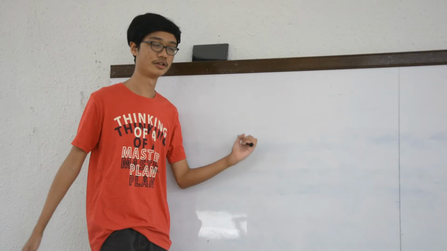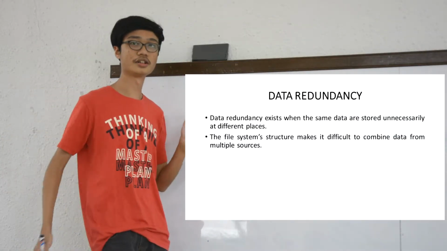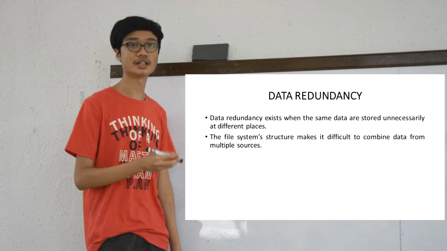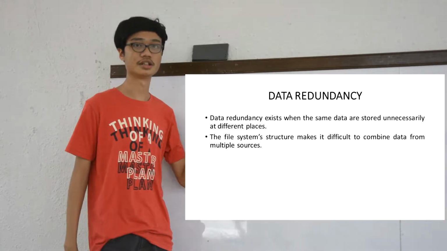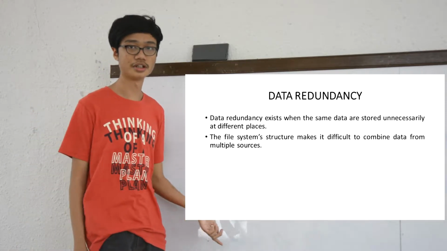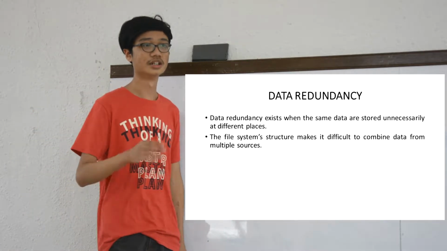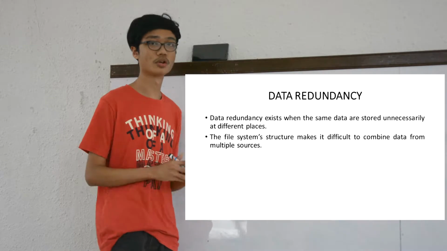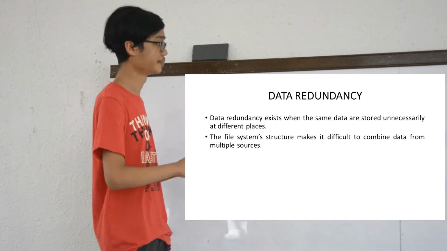Now we move on to data redundancy. Data redundancy exists when the data is stored unnecessarily at different locations. And this will also make it difficult for file storage to combine data from multiple sources. Now we will go to one of the examples of data redundancy.